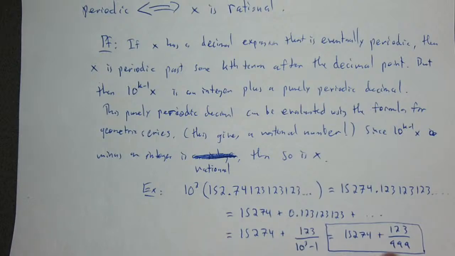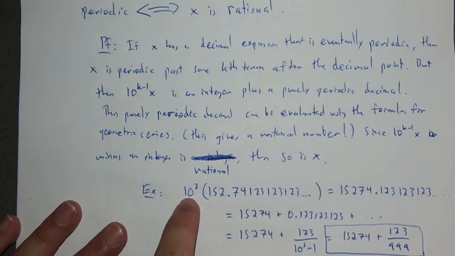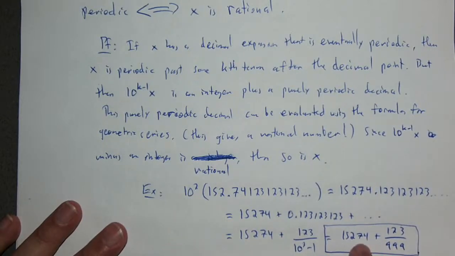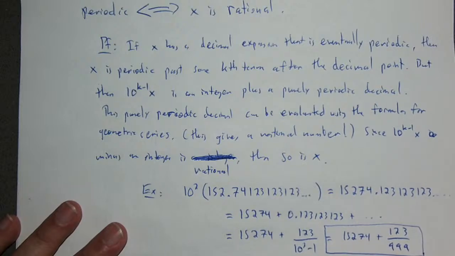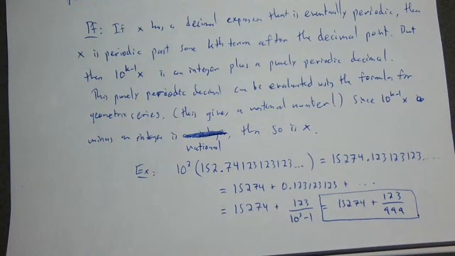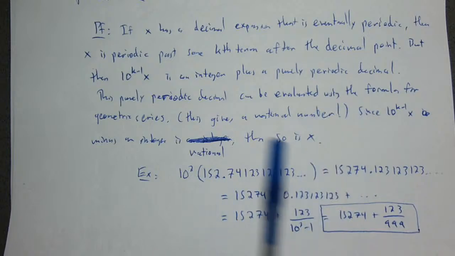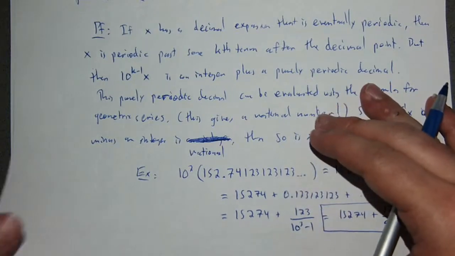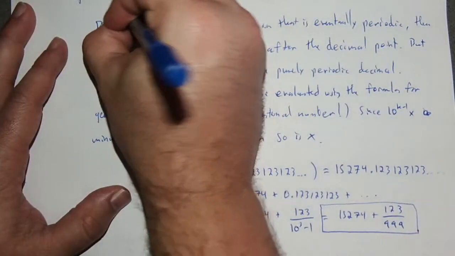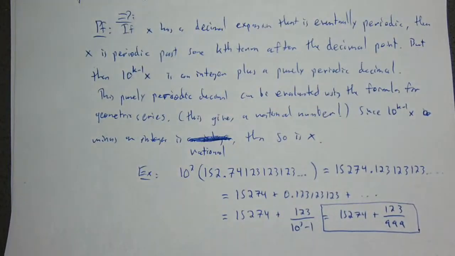So then once you've done that, you could say, wait, but you started out by multiplying by 10 squared. So then what do you do? Well, now just divide by 10 squared, and then you have rational plus rational, so it's rational. So this is how it is done. This is a nice example. It shows you how this constructive approach works. And so this actually gives you the process for converting a decimal expansion that's eventually periodic to a rational number. So that is the forward direction. So let's do the backward direction.